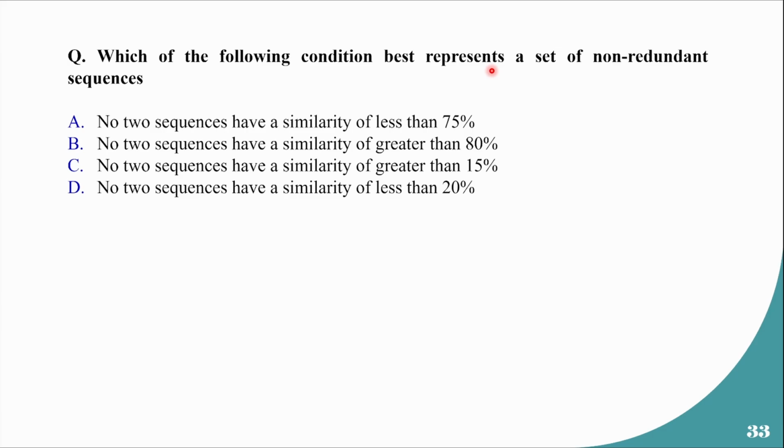Mention it in the chat. I see, I think option C is the answer. Yeah, exactly. No two sequences should have similarity of greater than 15%. That means the sequence similarity will always be less than 15%, so they will be non-redundant. The other options kind of fall short on that part, if you carefully look at it. These sorts of reasoning type questions might again come in the assignments.